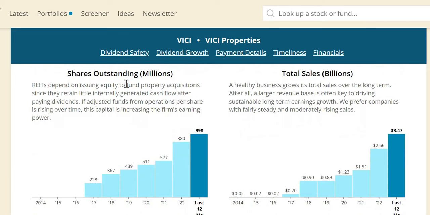In terms of shares outstanding, what we don't like is when companies dilute your position. However, over the long term with REITs, this is very typical. The reasons for this, for those that are new, is that they issue equity to fund property acquisitions because they essentially retain little of that internally generated cash flow after paying dividends.